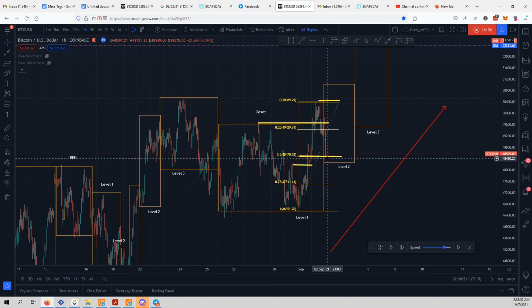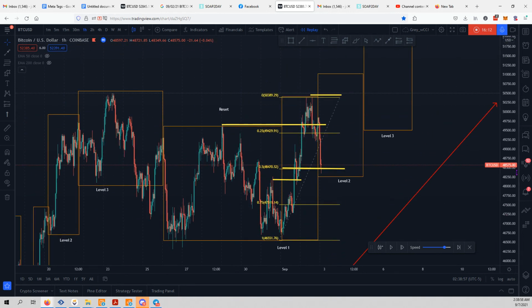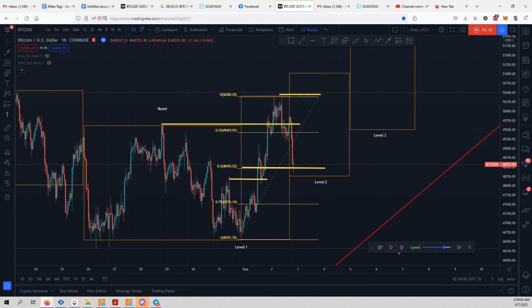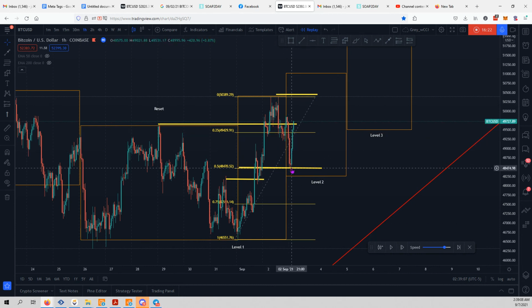Okay, so where would I find my entry? Take a look on the 1 hour chart. Let's blow it up and get a little deeper on this. We could be looking for a candle pattern. See this candle pattern right here? This engulfing on the 50 line, that's your entry right there.